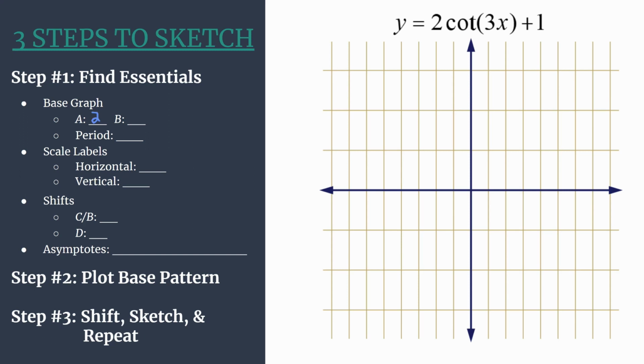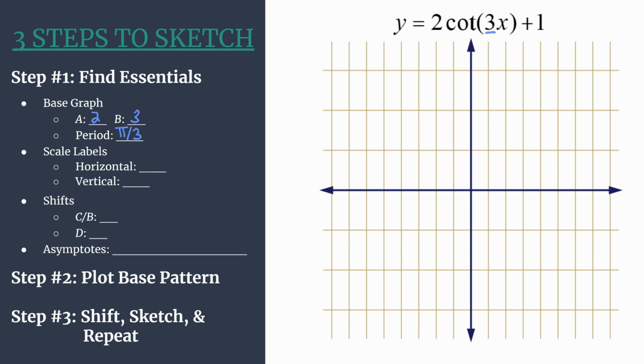B is always the coefficient of x, so we can see here it's the 3 right in front. And that tells us we're going to have 3 cycles of our cotangent graph between 0 and pi. And we also use it to find the period. The formula for that is just pi over b for cotangent. So our period, or the length of a horizontal cycle, is pi over 3.